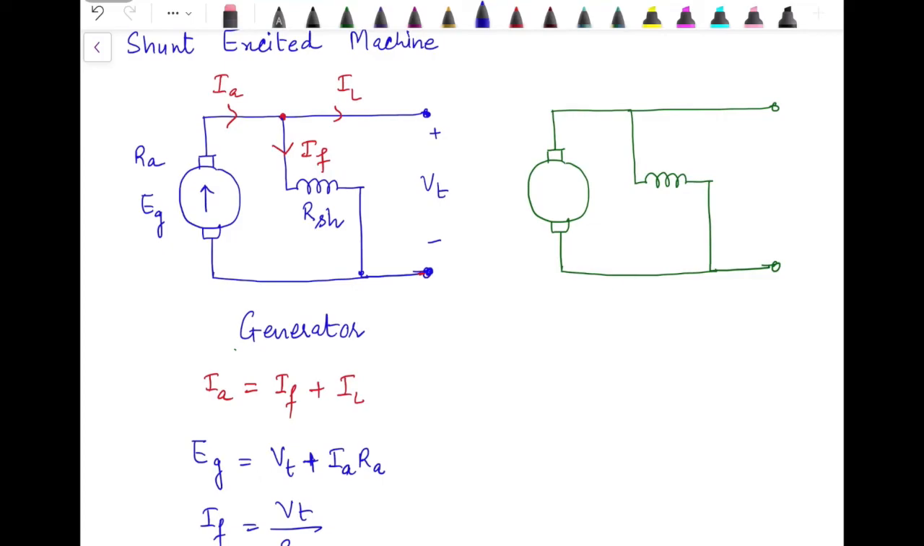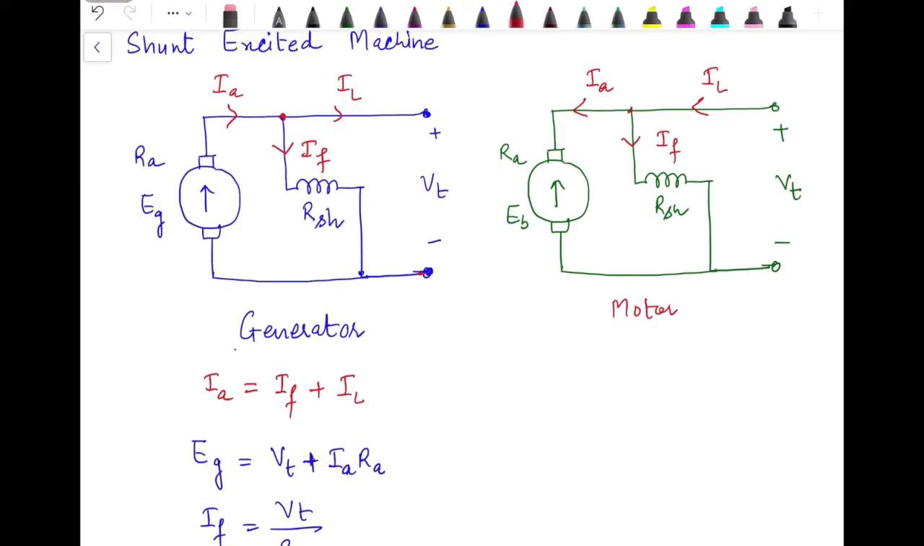Now moving on to the motor. In the motor we have back EMF induced. The shunt field winding has resistance RSH, and the armature winding has resistance RA. VT is the applied terminal voltage. Since electrical energy is the input to the DC motor, current IL will start flowing from the supply side towards the motor. It will get divided into two parts: one is the field current and the second one is the current in the armature. So this is the representation of the motor.